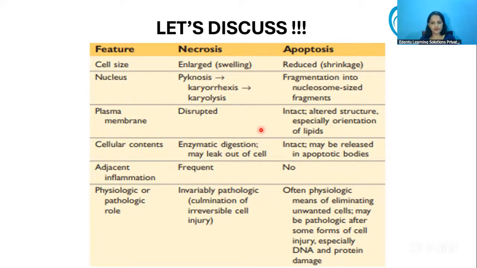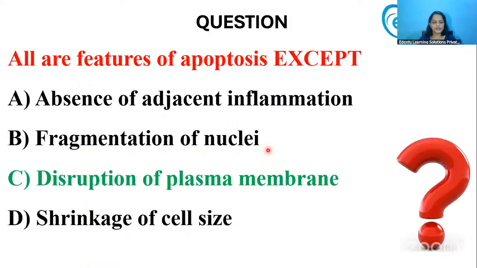Whereas in apoptosis, the plasma membrane is intact, and only the apoptotic cytoplasmic blebs are forming and apoptotic bodies are getting detached from it. The plasma membrane as such is intact. And inflammation is not that much seen in apoptosis. So if you look at the question, all are features of apoptosis except disruption of plasma membrane. Disruption of plasma membrane is a feature of necrosis.